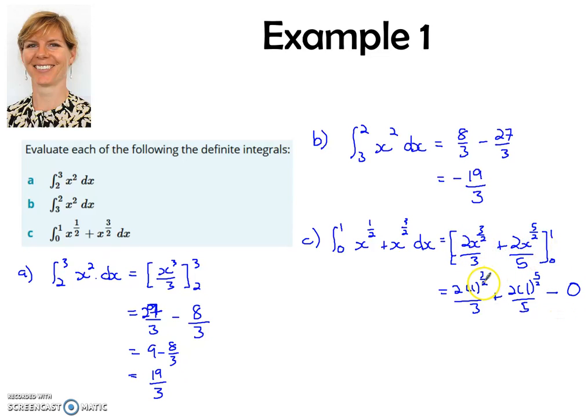Okay, so I don't necessarily expect you to do this sort of business. I'm just doing it so you can see where I'm substituting those values in, but you can skip these steps and just go straight to something like 2 over 3 plus 2 over 5. Okay, and that will give you 16 on 15. So that's a slightly more complicated one using some fractional indices, but exactly the same process.